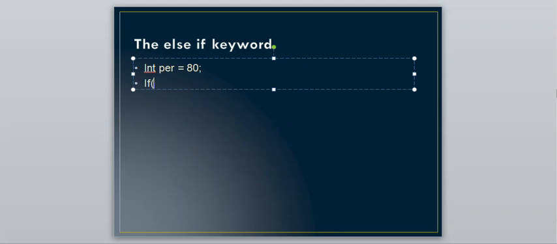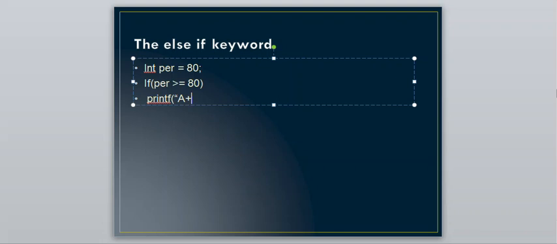Okay, now we write if the percentage of the student is greater than or equal to 80, then the grade will be A plus. I'm not using the proper syntax now, I'm not giving the brackets, I'm directly writing, because you can write it too, your compiler will accept this kind of syntax also.